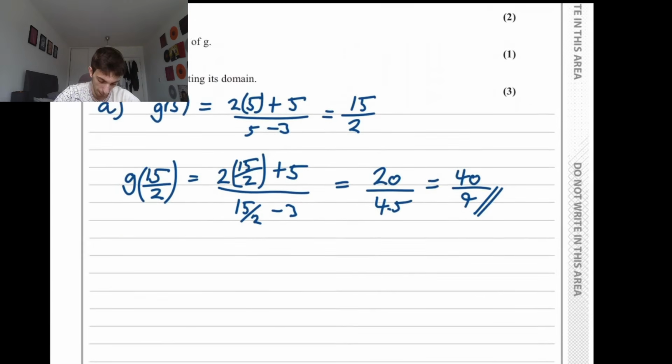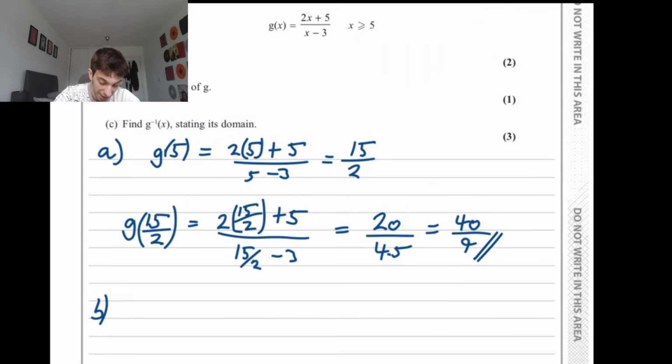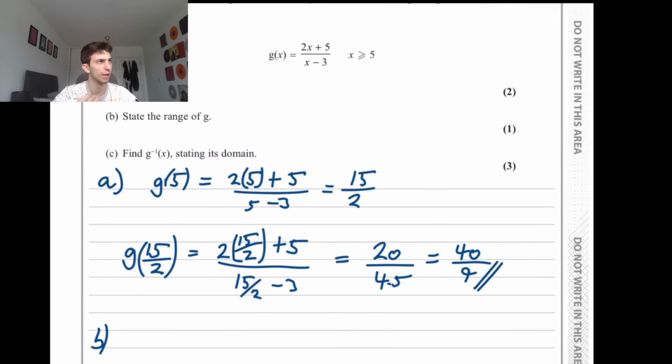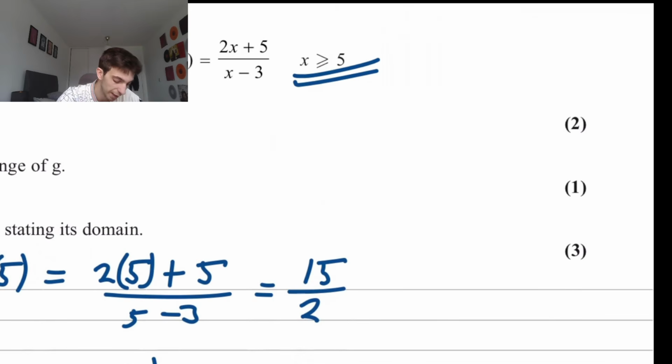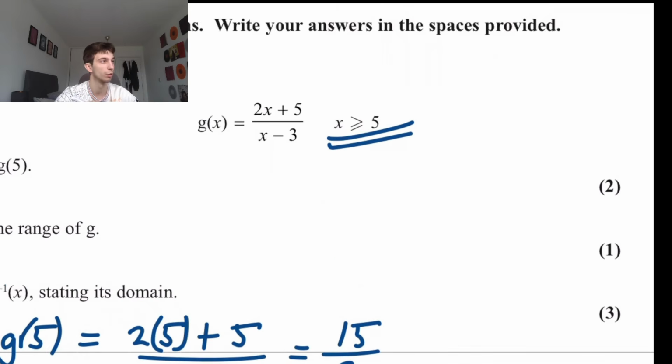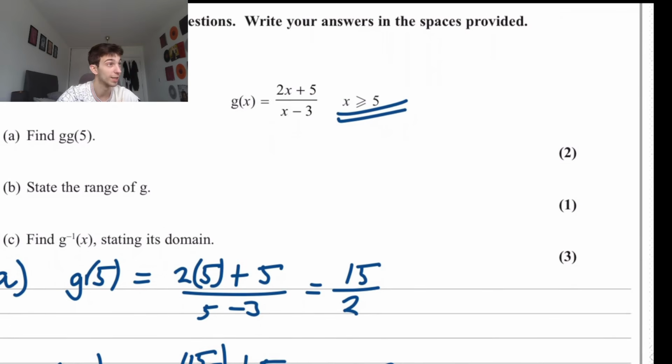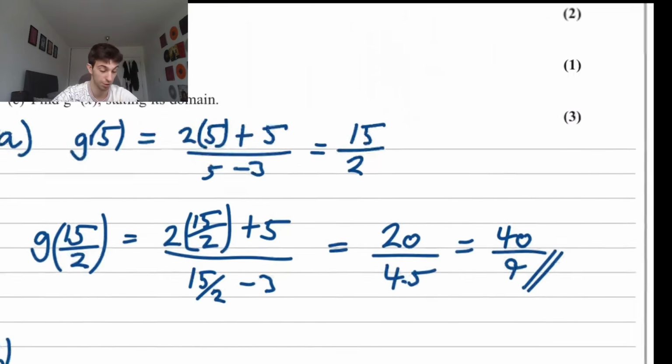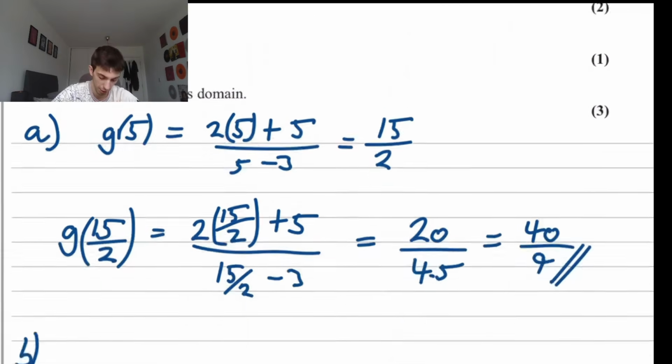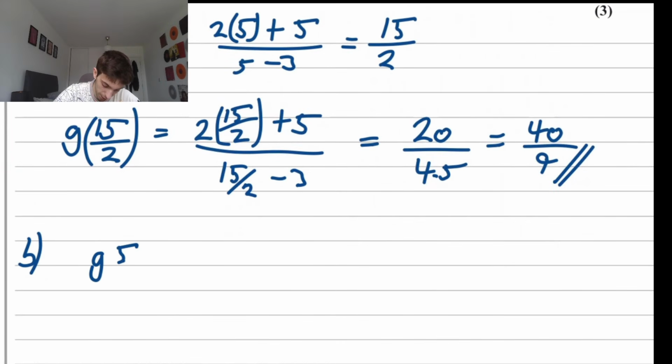Nothing tricky in part A. Moving on to part B, we have to state the range of g. So when we're thinking about the range of g, the values that it can achieve, let's look at the domain. Once again, we know the domain is x must be larger than or equal to 5. So first things first, let's plug in x equals 5. That's going to be the smallest x value that we can put into our function. So we already know that g of 5, the smallest possible x value, will be equal to 15 over 2 from part A.